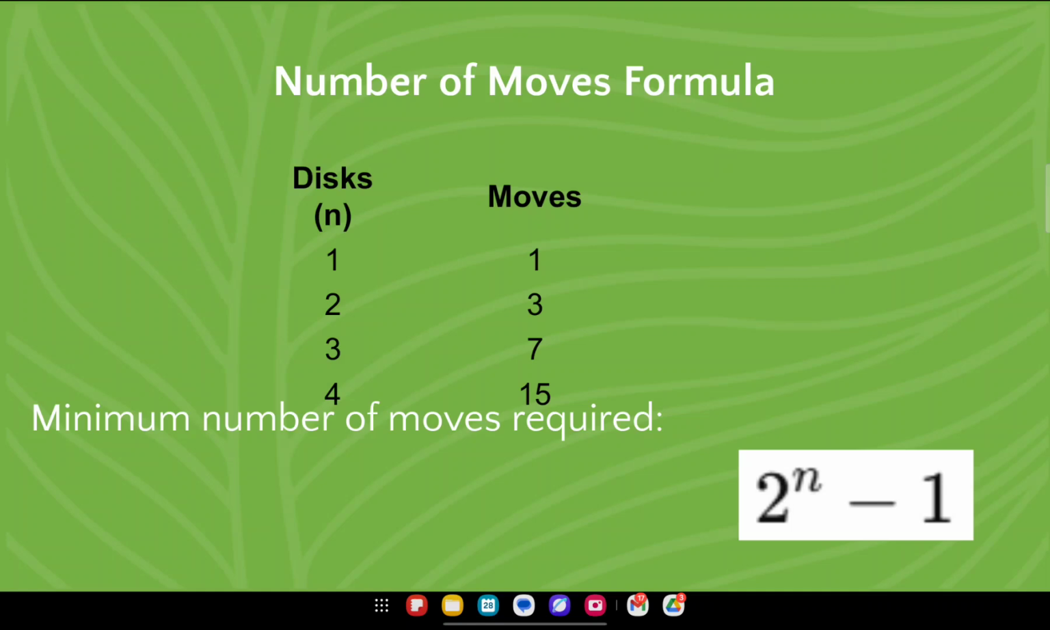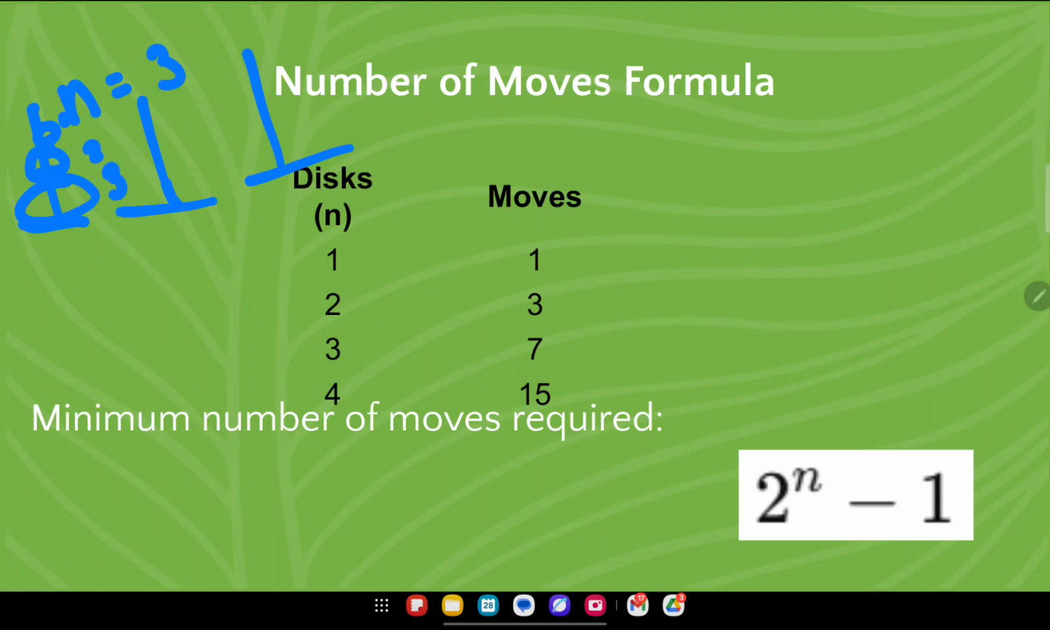So let us trace the execution for n equals 3. So let us consider this is the source rod, the auxiliary rod and the destination rod. So we have 3 towers or pegs, and we have 3 disks. So first we have to move disk 1 from source to destination. We name the disks 3, 2, 1. This is source, this is auxiliary, this is destination.